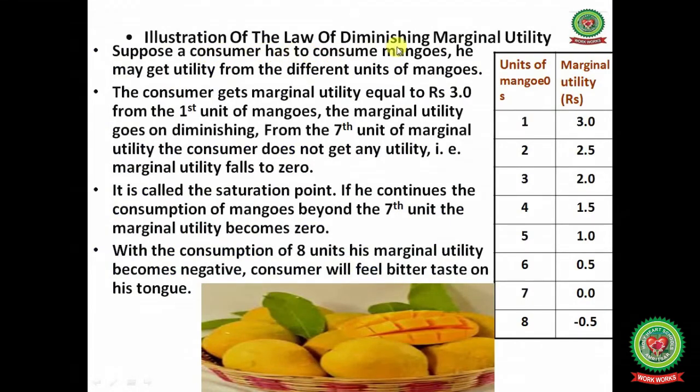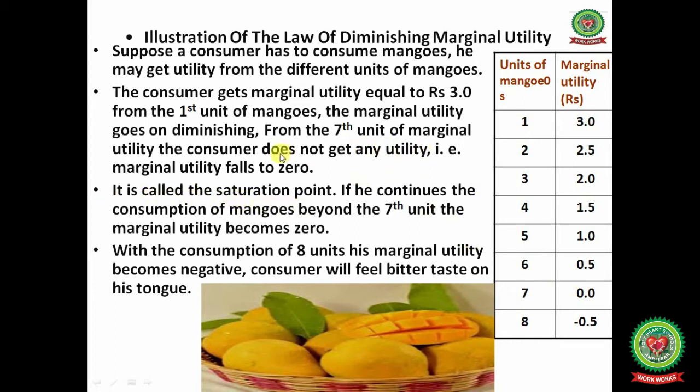Next is an illustration of the law of diminishing marginal utility. Suppose a consumer has to consume mangoes. He may get utility from the different units of mangoes. From the first unit of mango, the marginal utility is equal to 3. The marginal utility goes on diminishing. With the consumption of the second unit of mango, the marginal utility is 2.5, and from the third unit of mangoes, the marginal utility is equal to 2.